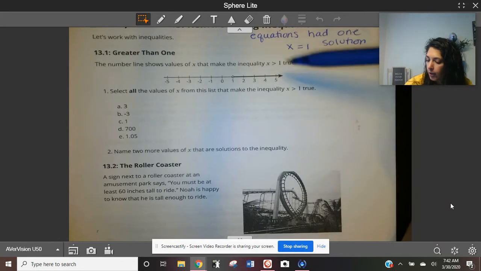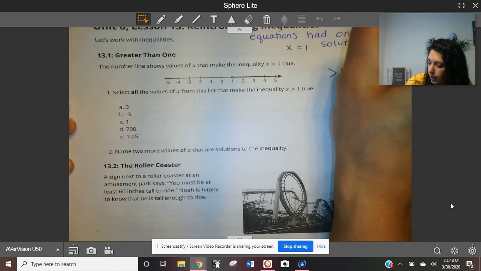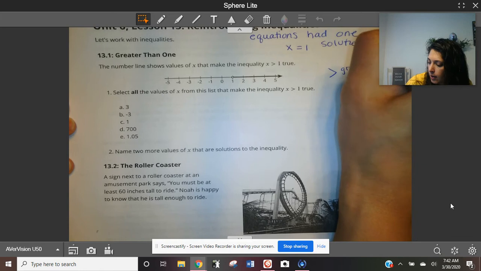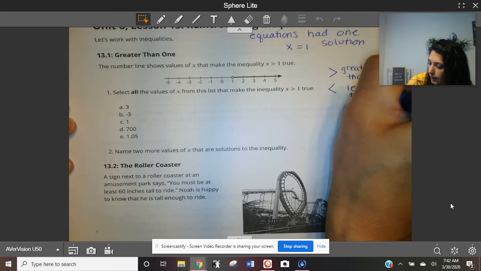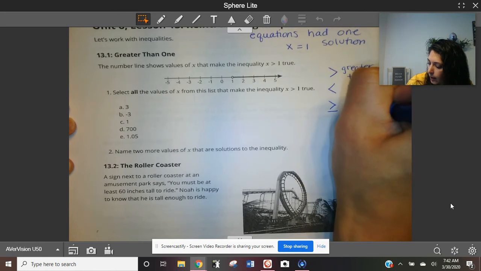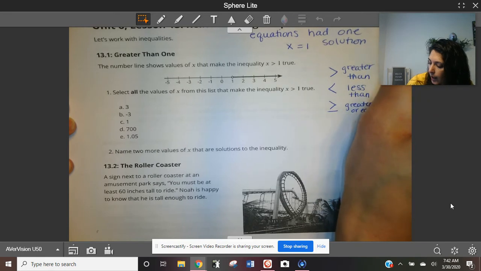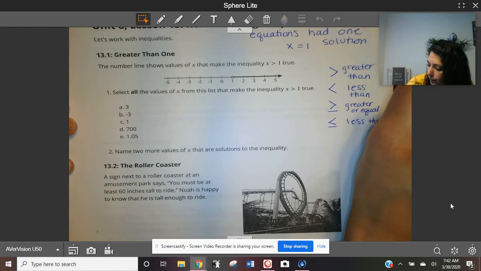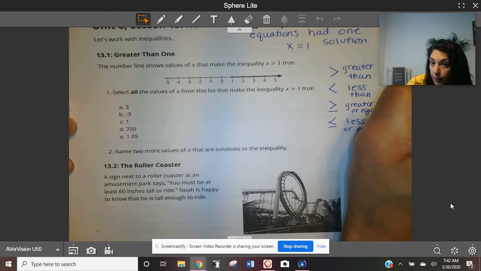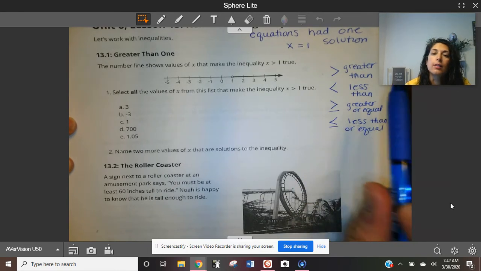If you look at the first inequality, just as a reminder, this is greater than, less than, greater than or equal to, I'm just going to abbreviate, and less than or equal to. Just as a reminder for that, please make sure you guys are memorizing these. It's not going to make any sense if you don't do that.